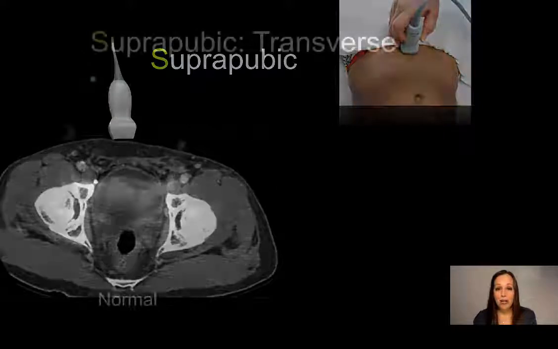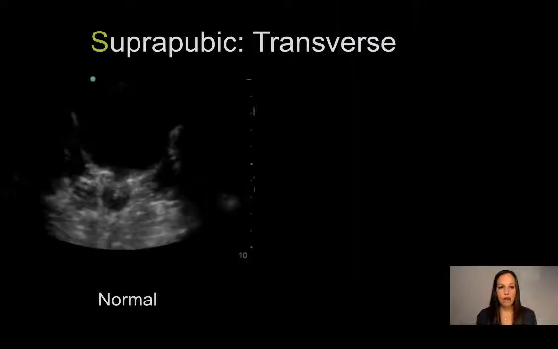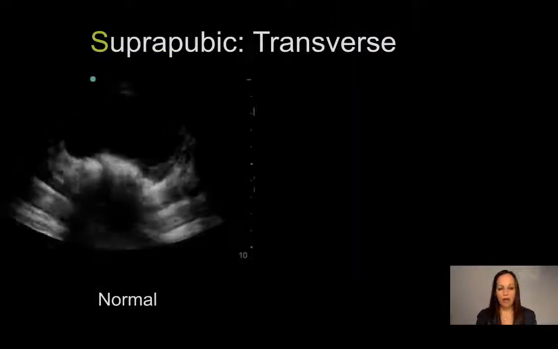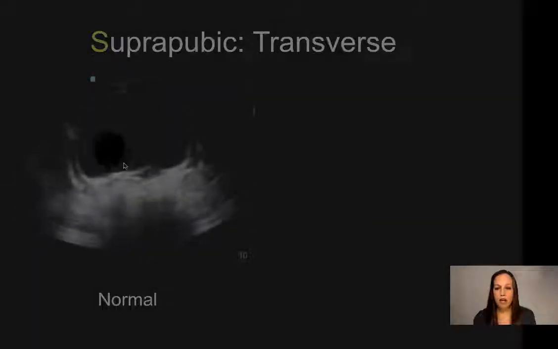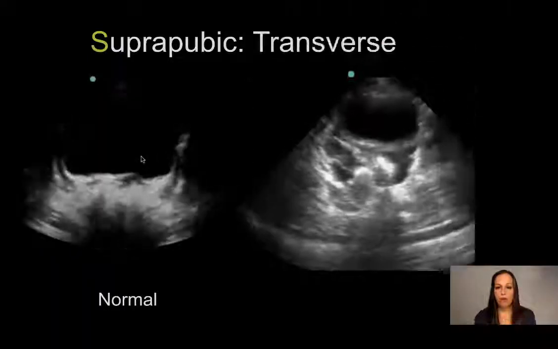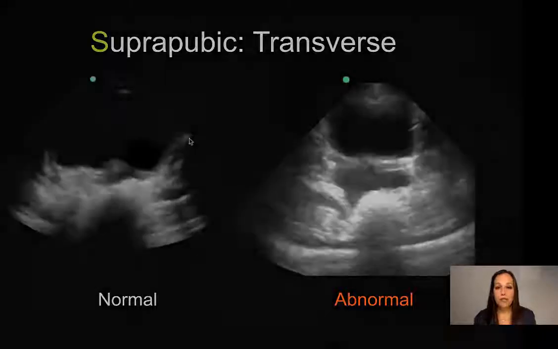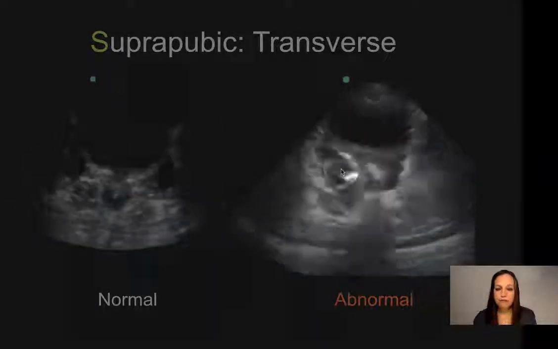So now side by side, we have the transverse suprapubic view. Again, the bladder looks like a rectangle. This is normal. And an example side by side of abnormal, you can see this anechoic fluid posterior or deep to the bladder.